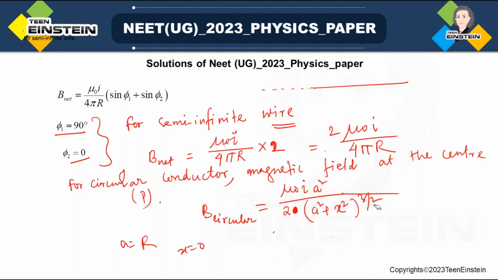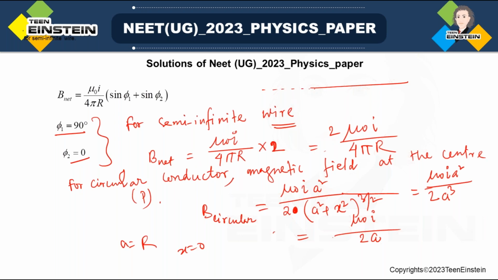For the circular loop, the magnetic field will be mu0, and finally you look, mu0 I a square, I'll cancel them out. So at the center of the circular loop, generally it will be the case mu0 I by 2a, where a means the radius, in this case it is R.